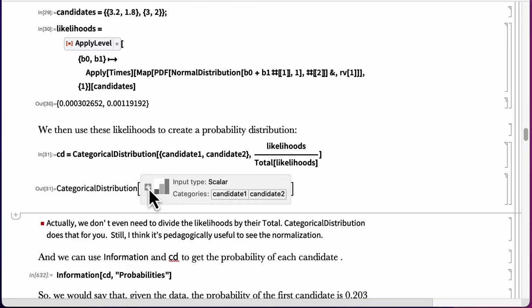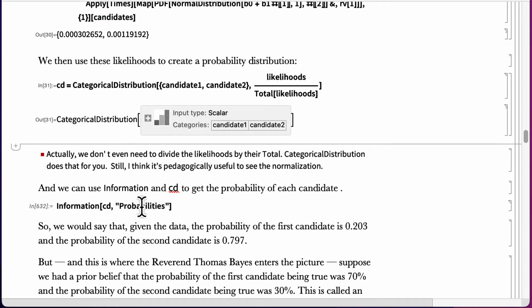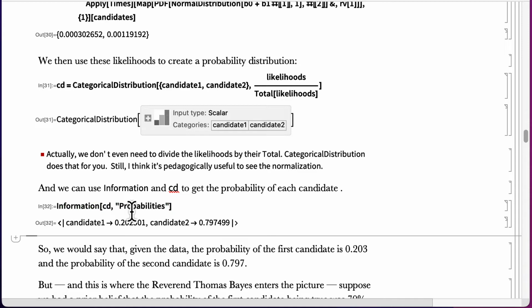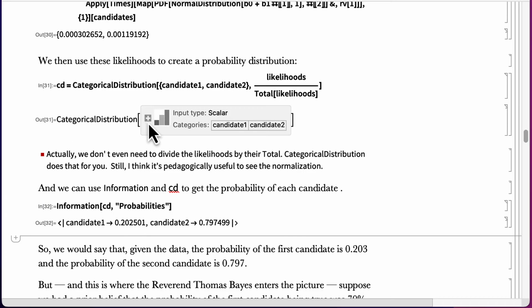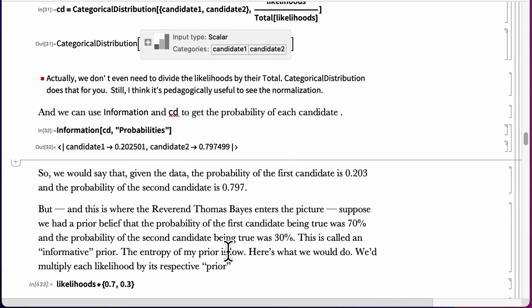Okay, so I can also use the information function to get the probabilities out. And by the way, when you saw it here, the reason it's a little different is this is rounding. The probability of the first candidate is 0.203, and the probability of the second candidate is 0.797. But so far I haven't done Bayesian because I haven't used a prior.